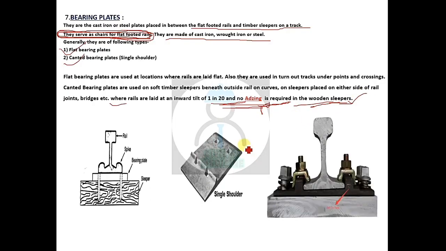See the diagram. This is the bearing plate. This is the original view of the bearing plate. This is the canted bearing plate. That means single shoulder. This is shoulder, single shoulder, on one side. This side has no shoulder.